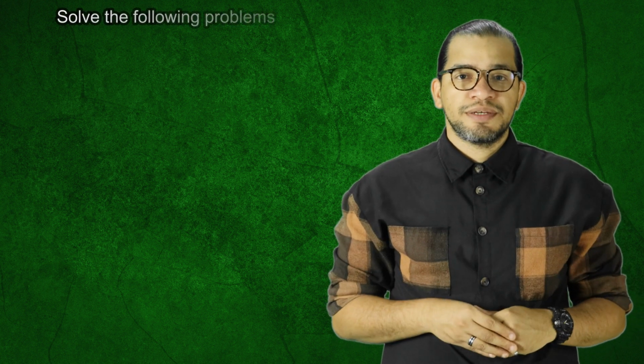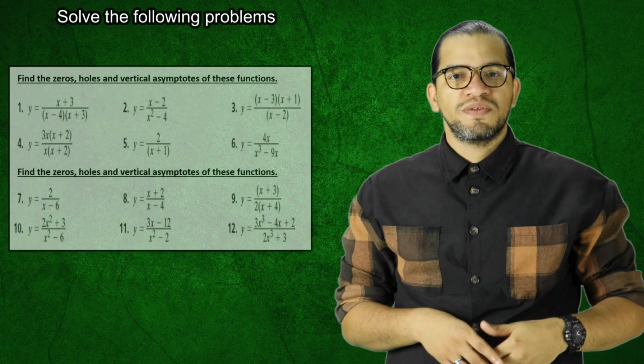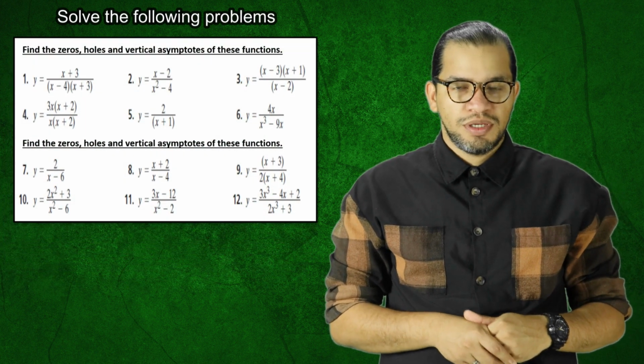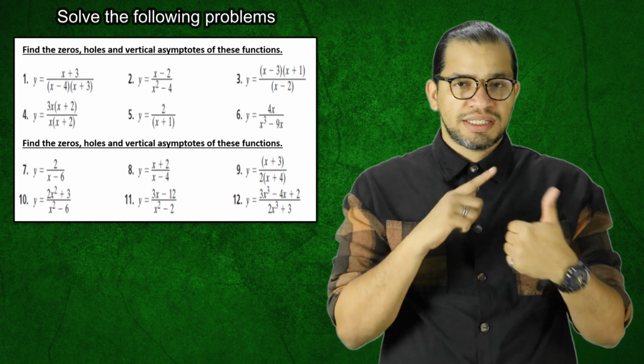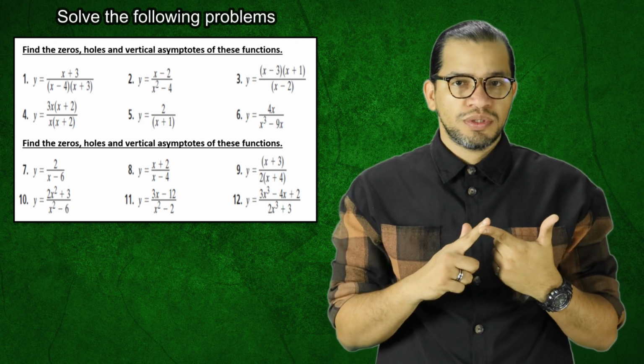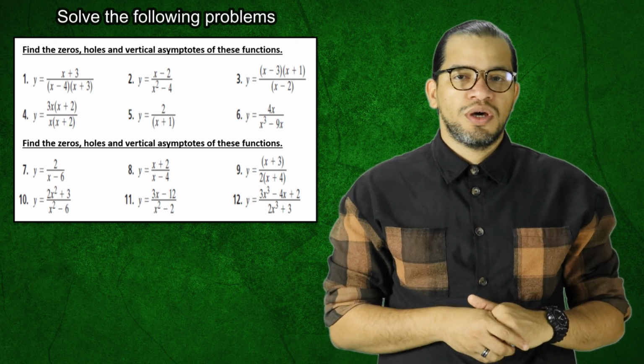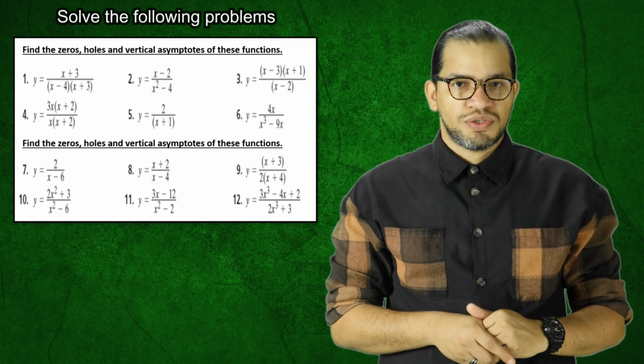The concepts of horizontal and slant asymptotes will be addressed in the next lesson when we study the concept of end behavior. In the meantime, try to solve the following problems. You are meant to find the zeros, the holes, and the vertical asymptotes of those rational functions.